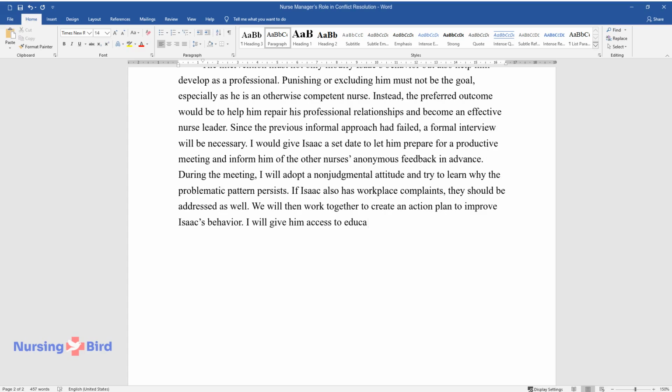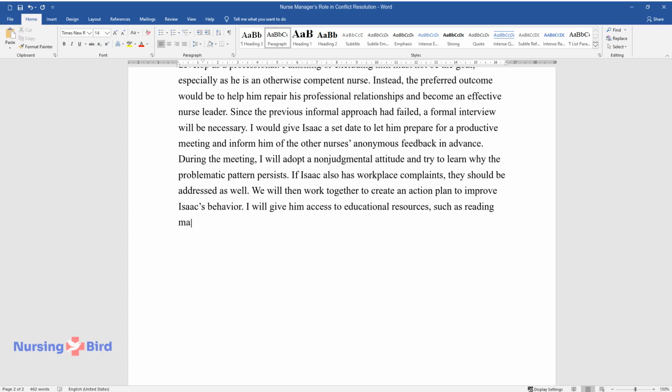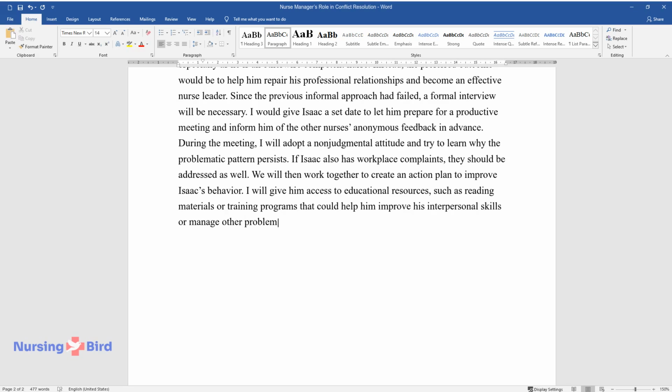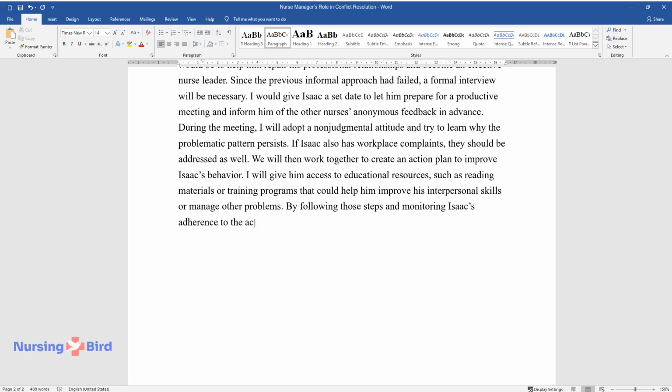I will give him access to educational resources, such as reading materials or training programs that could help him improve his interpersonal skills or manage other problems. By following those steps and monitoring Isaac's adherence to the action plan, I hope to reintegrate him into the team.